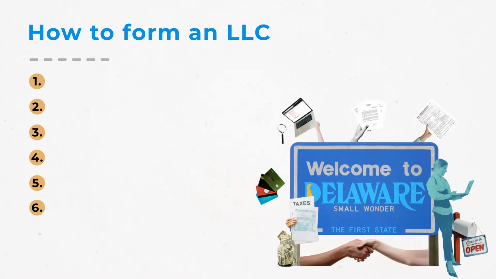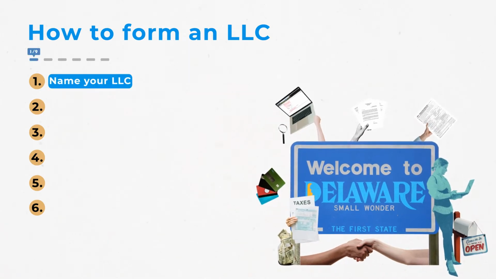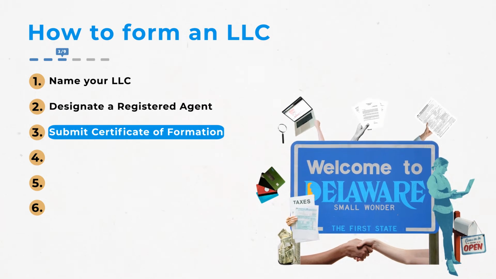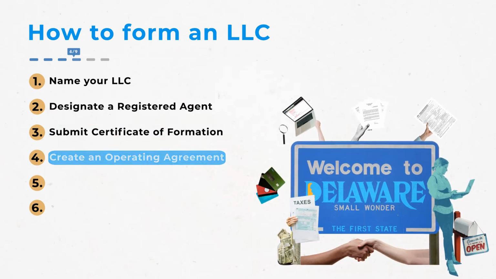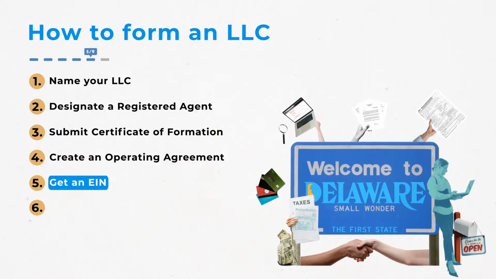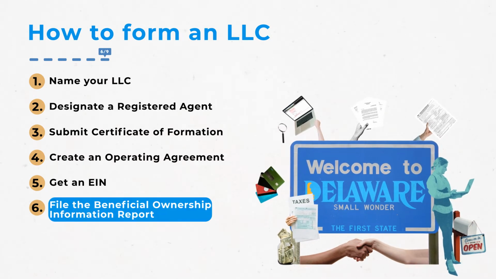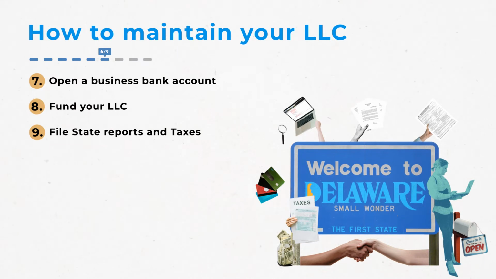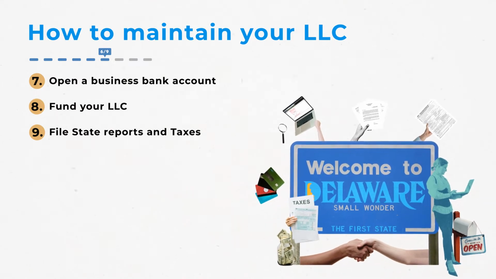Today, let's walk through what you need to know to form an LLC in Delaware. There are 6 steps to starting your business: naming your LLC, designating a registered agent, submitting the certificate of formation of a limited liability company, writing an operating agreement, obtaining an EIN, and filing the beneficial ownership information report. We'll also cover 3 steps to maintaining your Delaware LLC once you're up and running.